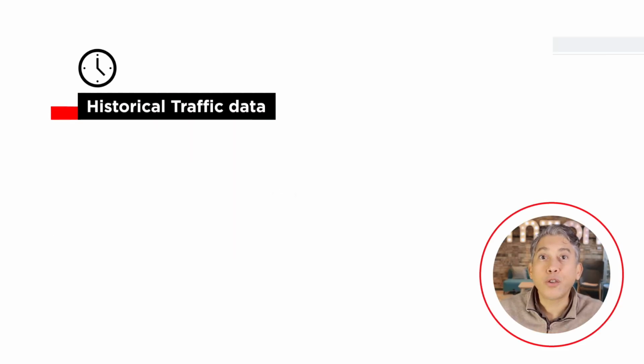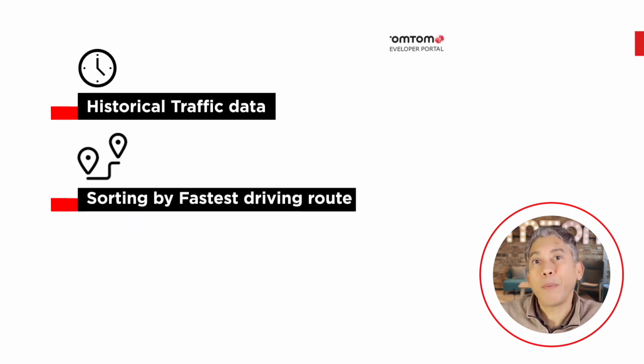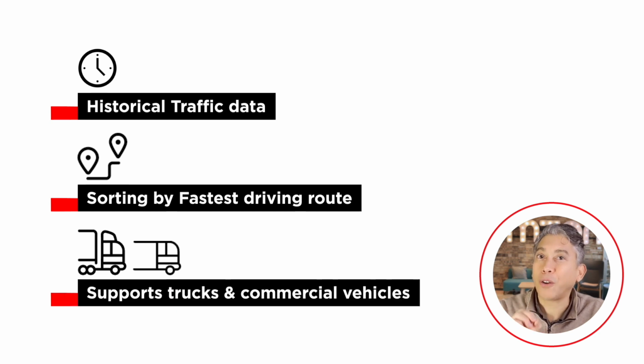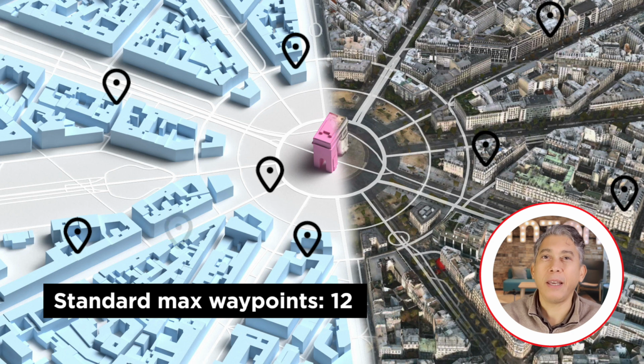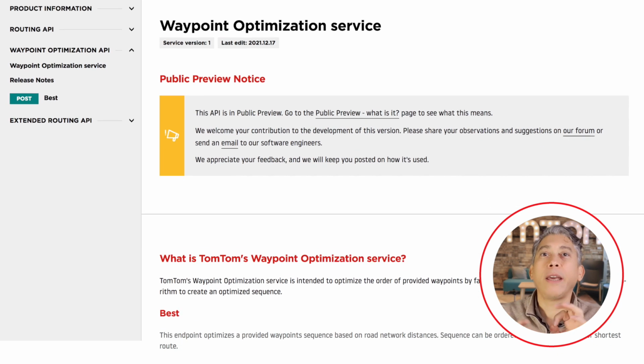It will take historical traffic data into consideration, will also sort the waypoints using the fastest driving route, and supports trucks and commercial vehicles. The maximum number of waypoints is 12, which is the average we see for a normal delivery in a city in a single shift. But if you need more than that, you can always contact us to increase those limits in your API key. Check the developer portal for all the information.